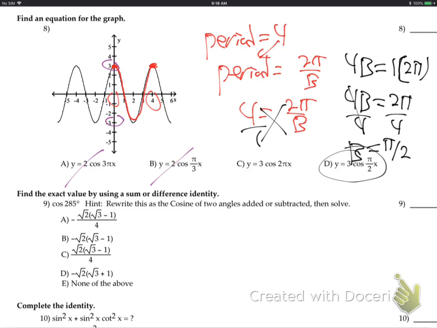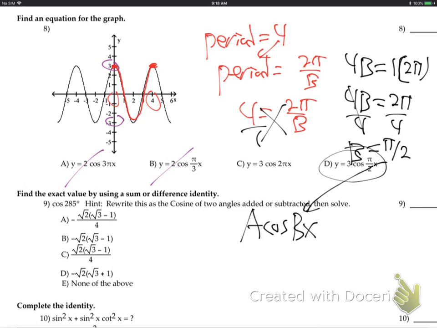It's D. Is that what you would have guessed, Samuel? Yeah. All right. There it is. When I say the b, I mean, remember, it's cosine bx, right? So the b is pi over 2. Good there? Does that make sense, how I did that? So I looked at the graph. One period is 4. Period equals 2 pi over b. Solve for b. It's pi over 2.